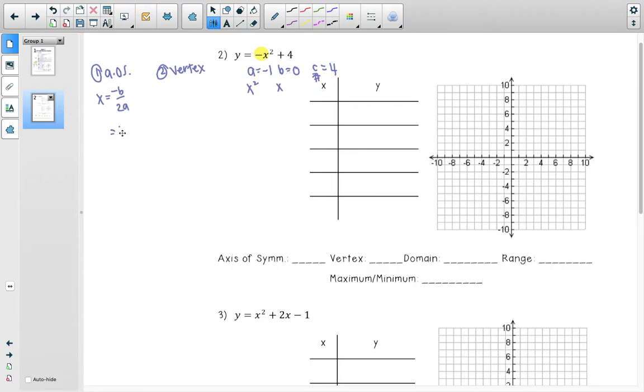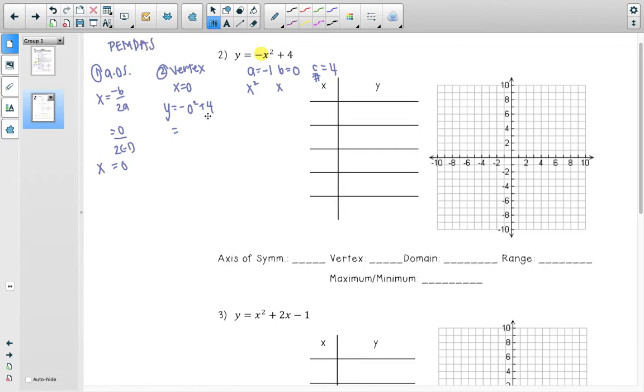B is 0, so we get 0, and it's 2 times -1, which means x equals 0. 0 divided by any number is 0. So then we're going to plug 0 into the equation we're given. So you get -0 squared plus 4. Now let's talk about something, even though this is 0. You have to do the order of operations. Remember that. PEMDAS.